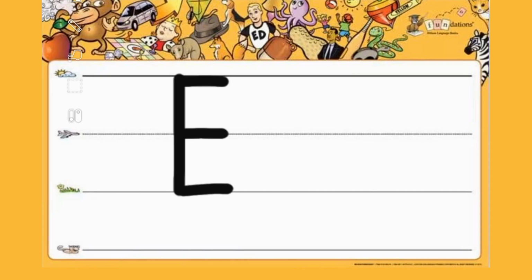For lowercase e, e is a plane line round letter. E starts below the plane line. Point between the plane line and the grass line. Fly under the plane line. Then go up to the plane line and around to the grass line.